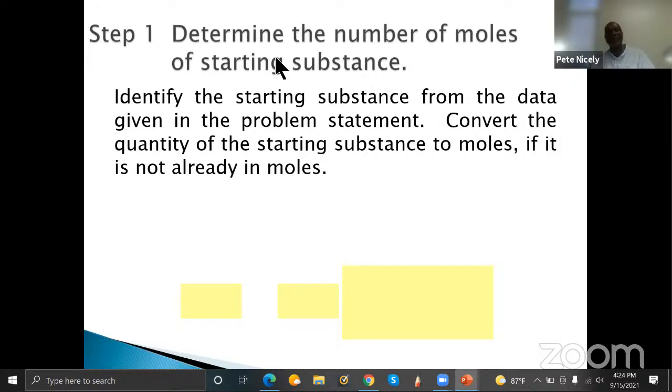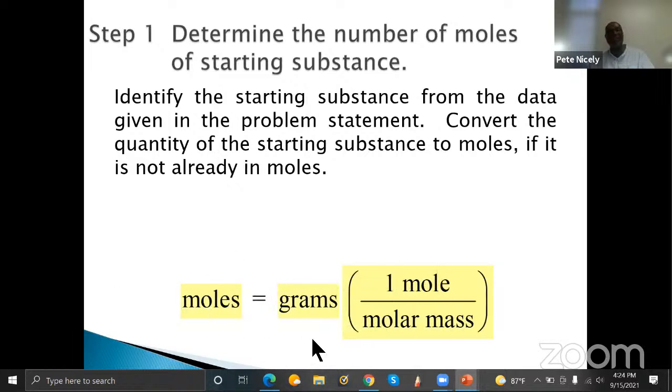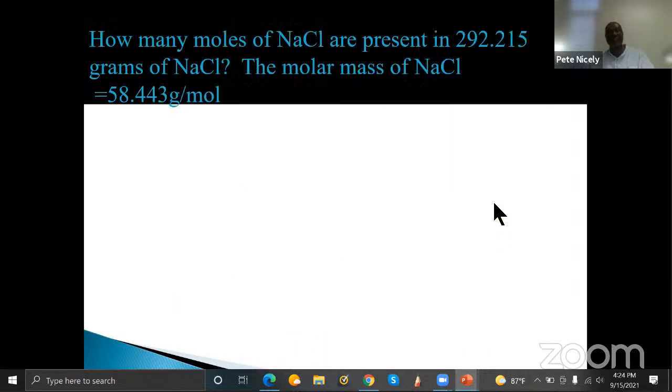So again, the first step is that you determine the number of moles of a substance. And of course, the way you do that is that you multiply the mass in grams by this conversion factor, 1 mole divided by the molar mass, right? And that gives you the moles. So that may be necessary in some cases, such as in this case right here. You're given a mass of sodium chloride, which is 292.215 grams. And you're given a molar mass, which you could have well determined yourself, but whoever wrote this question is generous to do that for you. And the question is asking how many moles of sodium chloride are present in that many grams of sodium chloride.